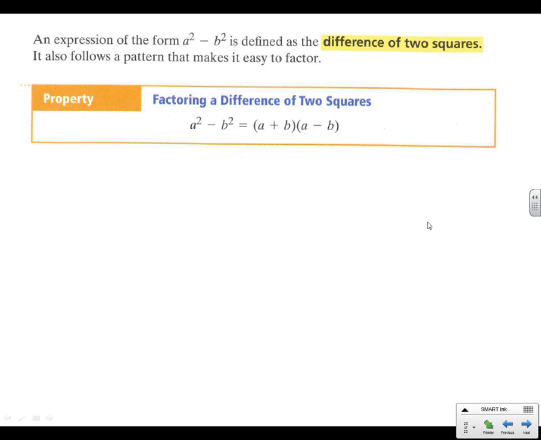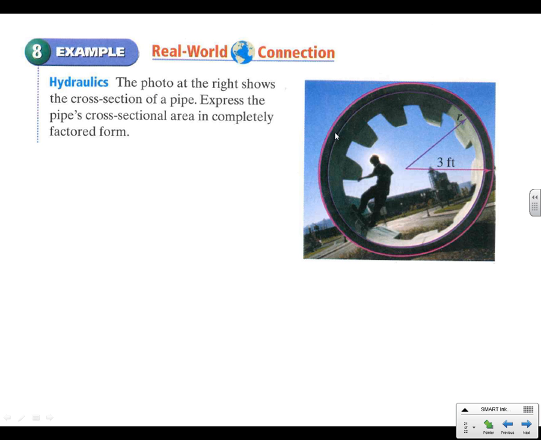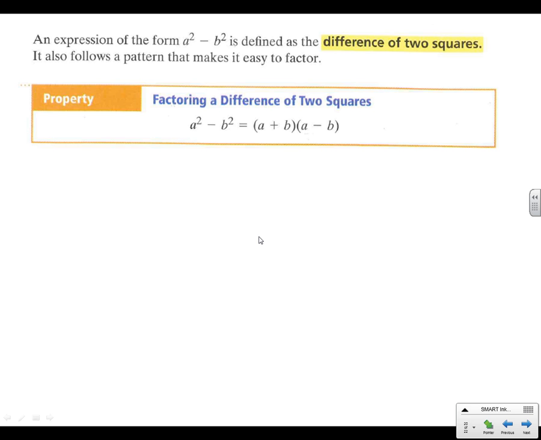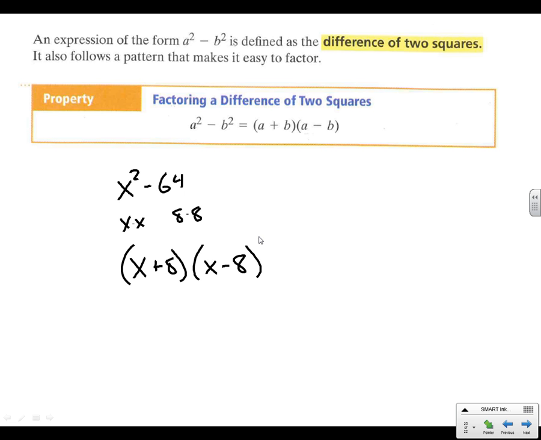All right, and now let's look at our last thing, factoring a difference of 2 squares. So if we have perfect squares, a squared minus b squared, we get to split them up with an a plus b and an a minus b. All right, so let me give you one example before we go into the real world problem. If I have x squared minus 64, this is x times x, this is 8 times 8, and so our answer factored is going to be x plus 8 and x minus 8. All right, so that's how you would work the formula, work the pattern.